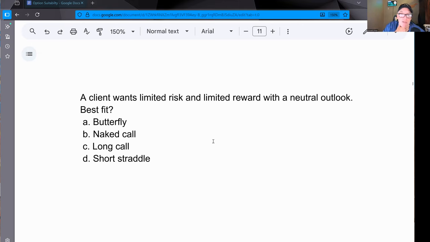Client wants limited risk and limited reward with a neutral outlook. There's the butterfly, baby. There's the butterfly. Because of a long call, unlimited gain, limited small loss. Naked call, unlimited loss, small gain. Short straddle, unlimited loss, small gain. It's got to be a butterfly because a butterfly is not looking for big gains or losses. They're looking for neutral. You're very limited on what you can and can't make.